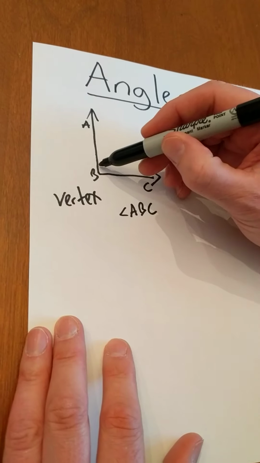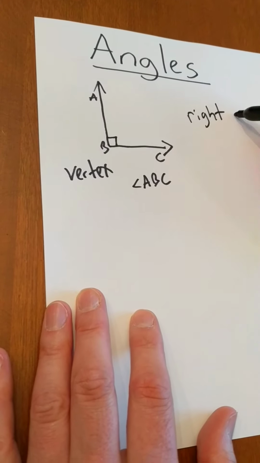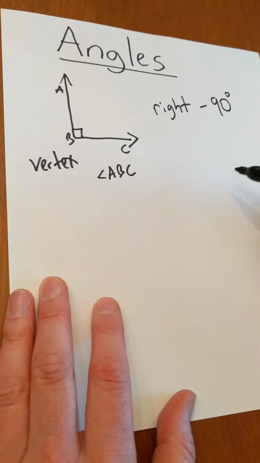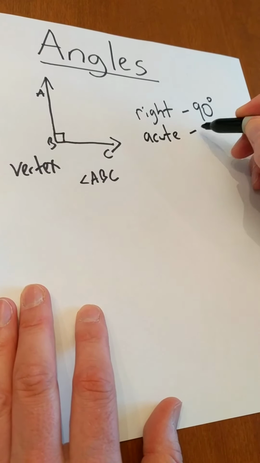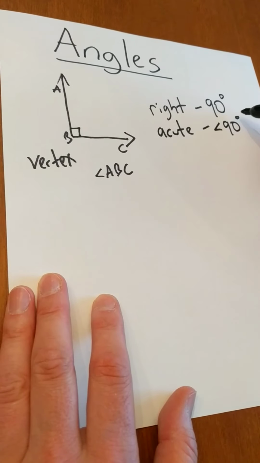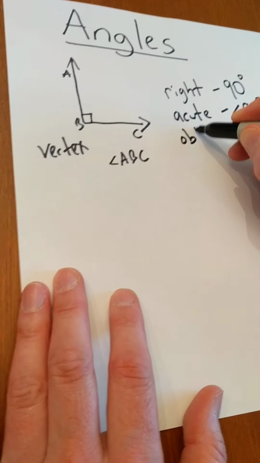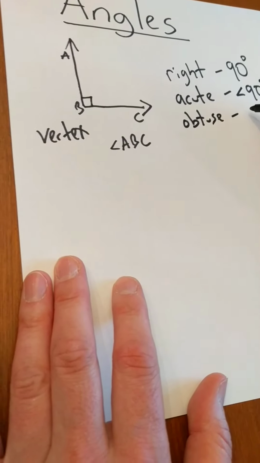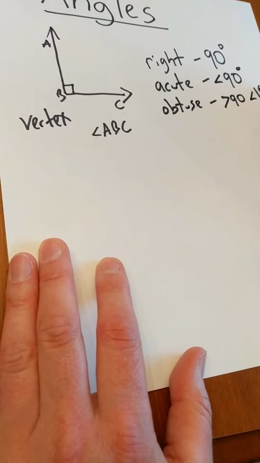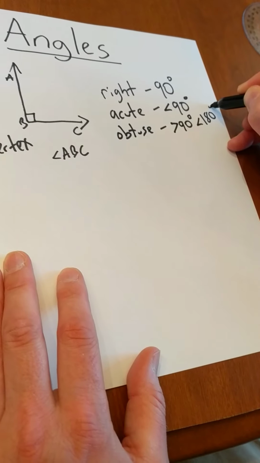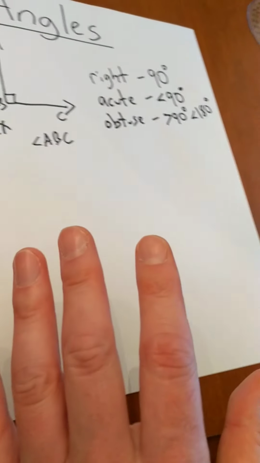So we talked about this looks like a right angle, if you remember. And we know that a right angle measures 90 degrees. And of the other 2 types of angles we talked about, an acute angle is less than 90 degrees, anywhere from 1 degree up to 89 degrees. And then an obtuse angle is in between: it's greater than 90, but less than 180. And that's the degrees sign. So anywhere from 91 all the way up to 179 is an obtuse angle.